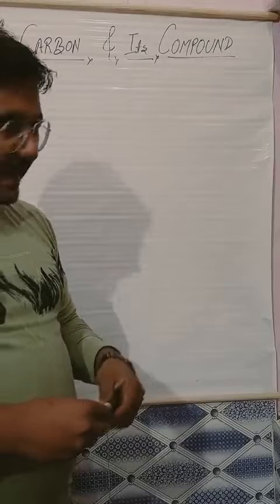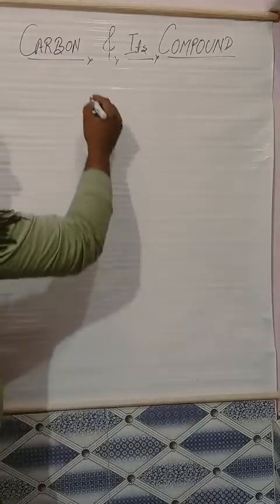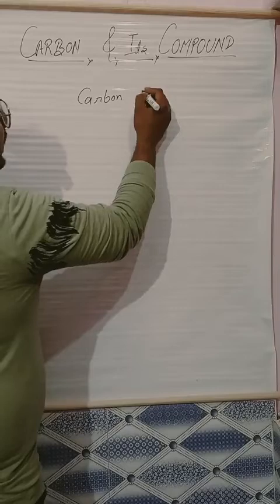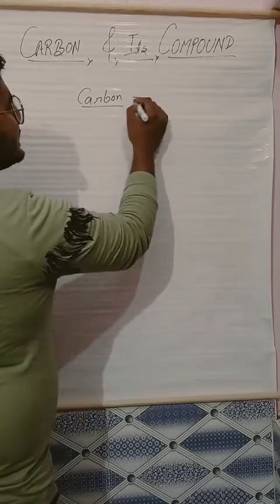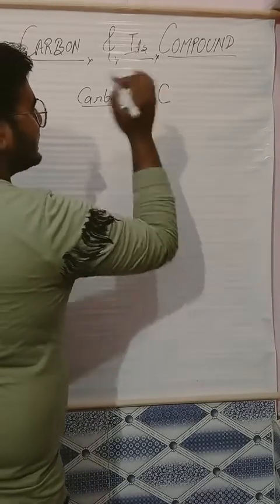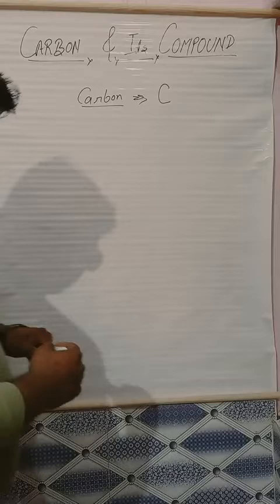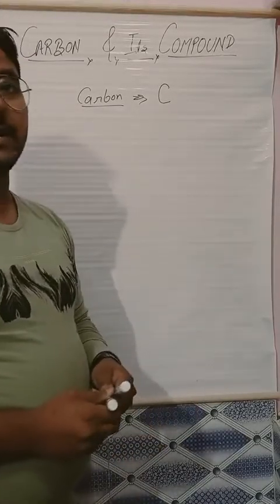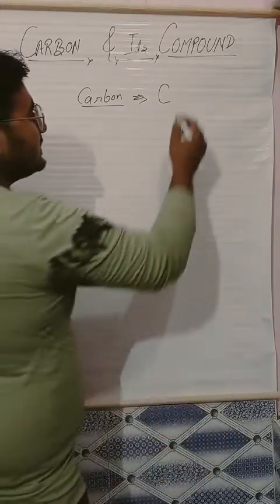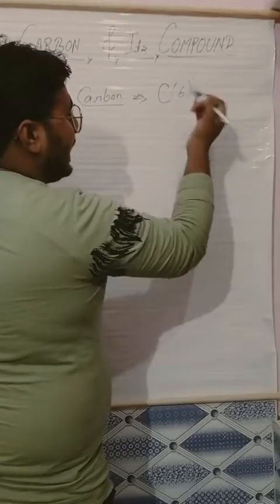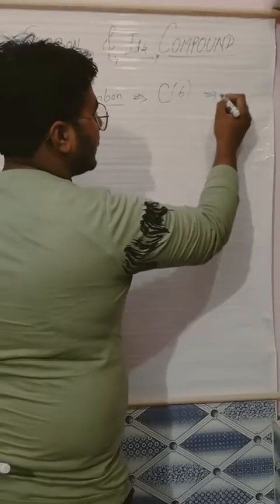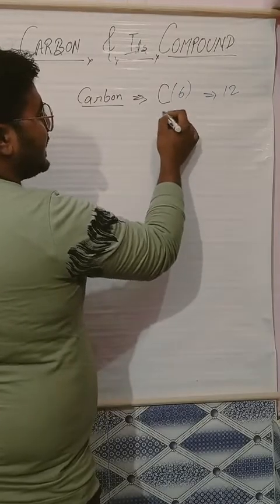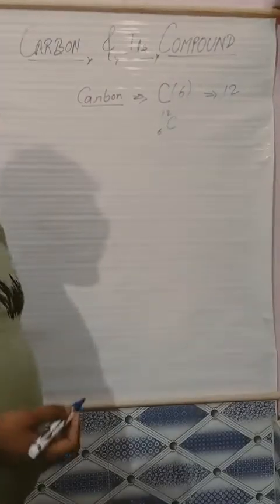So as you know that carbon is a very common element, and its symbol is denoted by C. After that, some common things are there, that what is the atomic number of carbon. The atomic number of carbon is 6. Atomic mass is 12. So this can be written as C, 6 and 12. Like this it can be written.